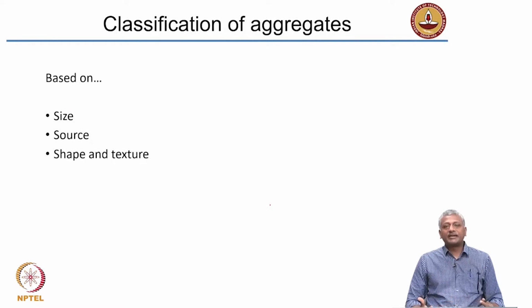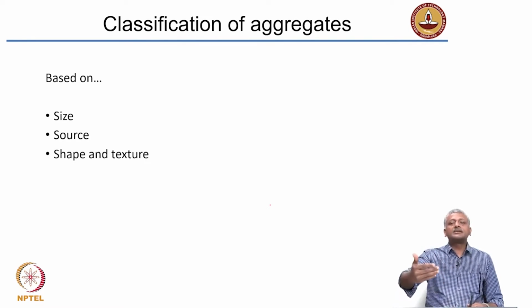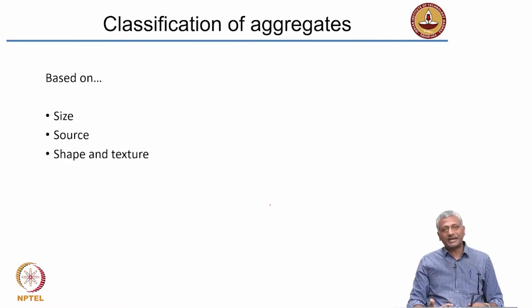Now, how do you classify aggregate? I said earlier that concrete is a mixture of cement paste and aggregate. Aggregate itself is composed of coarse and fine aggregate. Coarse means obviously larger sized aggregate, fine means smaller sized aggregate.